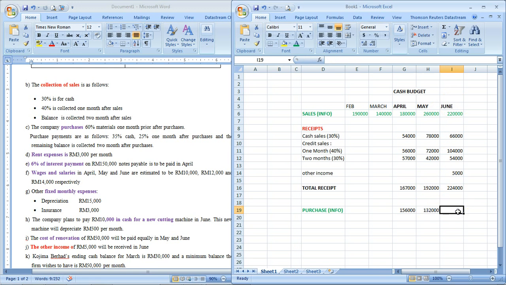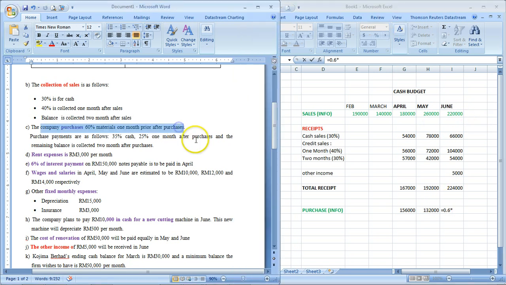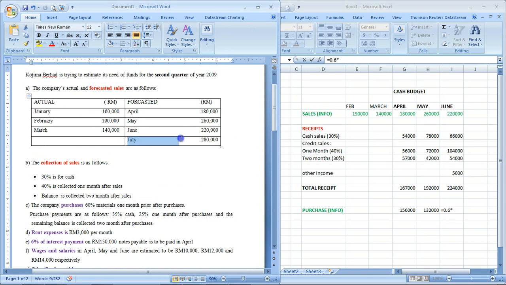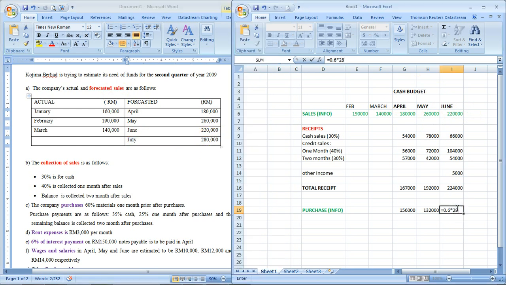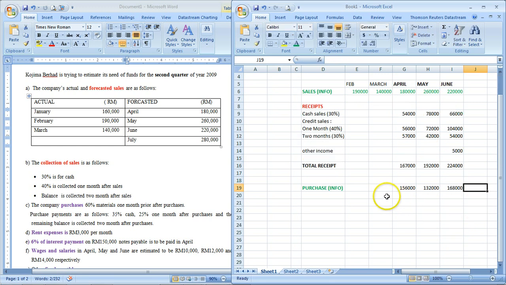How about June class? 60% from what sales? June, you have to know July sales. I believe the question gives you July. You see, that is the reason the question gives you the amount of the sales. You have to remember the question can give 280, times with 280. Why? It's 1 month before. So I take June, then I have to times with the sales after the purchase. Alright, then I get the amount of purchase.